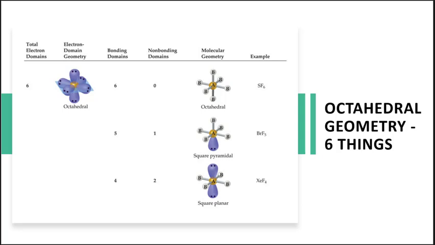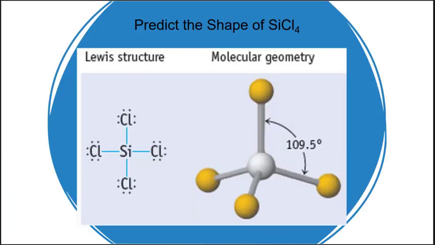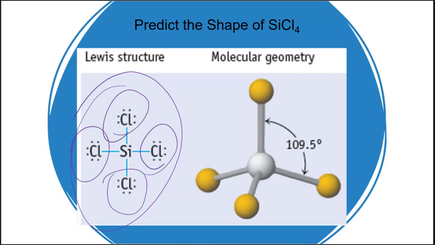Now let's do a bunch of practice. Let's look at SiCl4. If I drew the Lewis structure, counted out how many electrons I needed to account for, this is what I would get. Then from there, I can say, okay, I've got 1, 2, 3, 4 domains coming off of silicon. And those 4 domains, there are 4 atoms. So I would have an electron geometry of a tetrahedral and a molecular geometry of a tetrahedral.